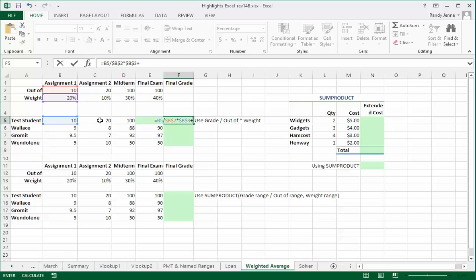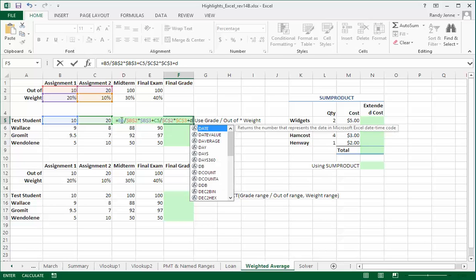The student's second mark, so 20 out of 20, absolute, times the 10%, absolute, plus D5. Now I have to type in the D5 because my formula is sort of overlapping.